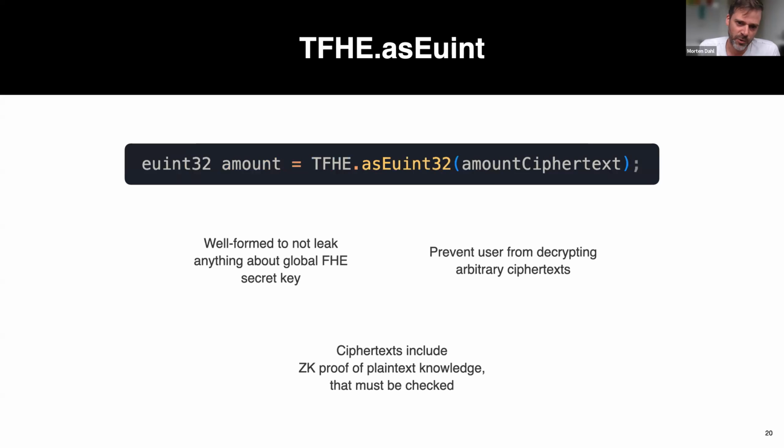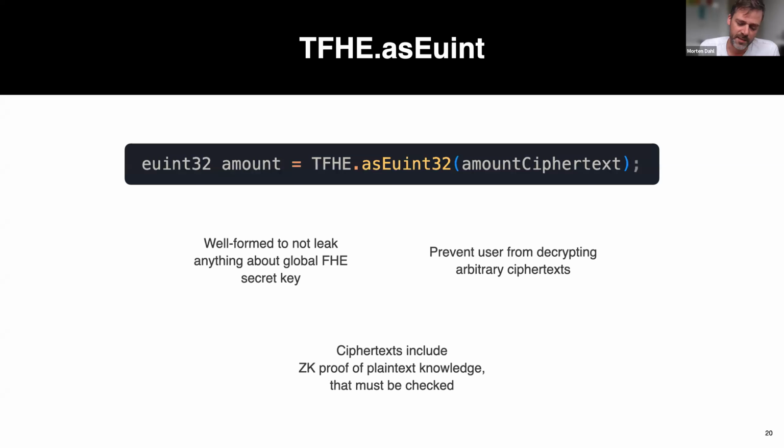Then the other thing that's worth pointing out is that there is this difference between the EUINT, which I said is basically a handle to the ciphertext, and the actual ciphertext. So when data is coming into the blockchain, it comes in as the raw bytes of the ciphertext together with the proof we saw before. And then in order to convert it into something that can be used for computation and for storage, you need to do this conversion, as EUINT32. What we do here is we check that the proof underneath is correct.